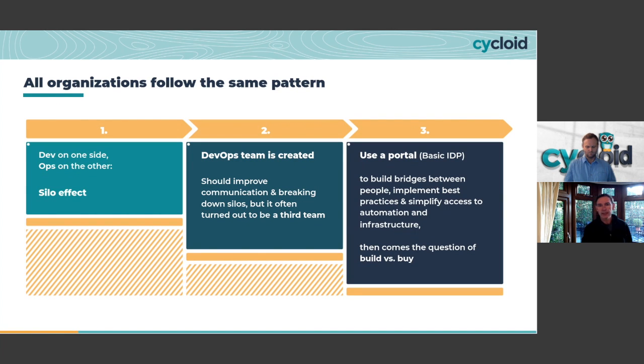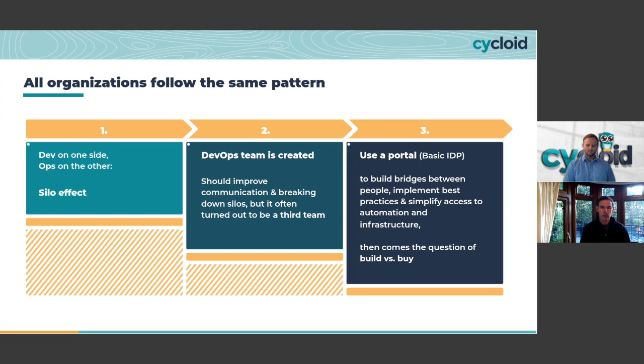So this is what we typically see with organisations. There's a kind of pattern that they follow. You start with developers and operations in two completely siloed teams, completely opposite sides of the fence. DevOps is then adopted to try and create efficiency, join these teams up, and it's absolutely the right way to go. It has all the right goals. It should improve communication. It should break down silos.